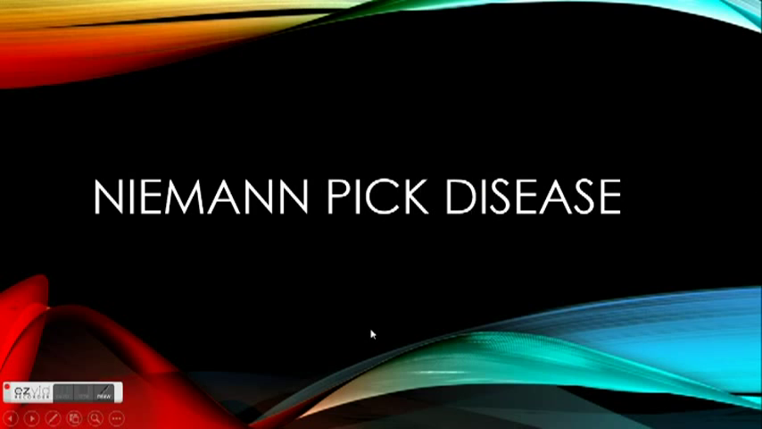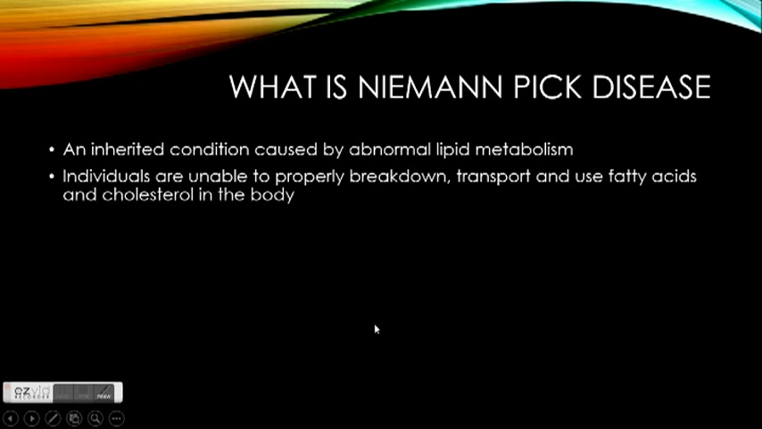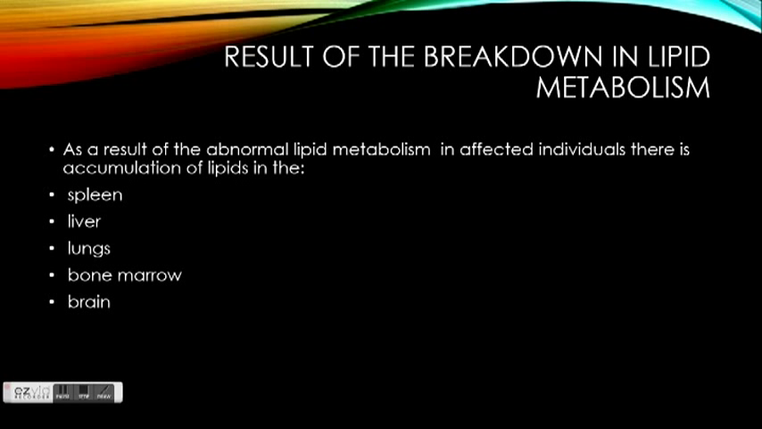Niemann-Pick disease. Niemann-Pick disease is an inherited condition caused by abnormal lipid metabolism. Individuals are unable to properly metabolize, break down, transport, and use fatty acids and cholesterol. As a result of the abnormal lipid metabolism in affected individuals, there is accumulation of lipids and cholesterol in the spleen, liver, lungs, bone marrow, and brain. This may result in the enlargement of these organs, which may cause pain to affected individuals.